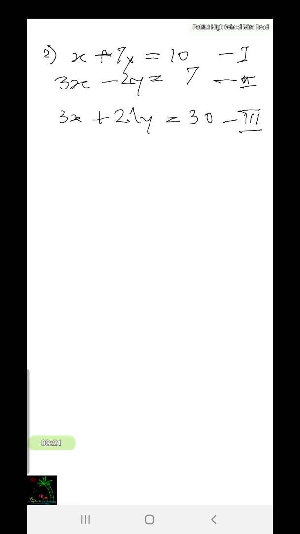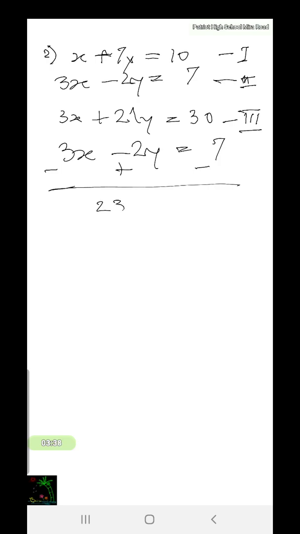Subtracting equation 2 from equation 3, 3x minus 2y is equal to 7. So subtracting will change all the signs throughout the equation. So we have 23y is equal to 23. Therefore, y is equal to 1.